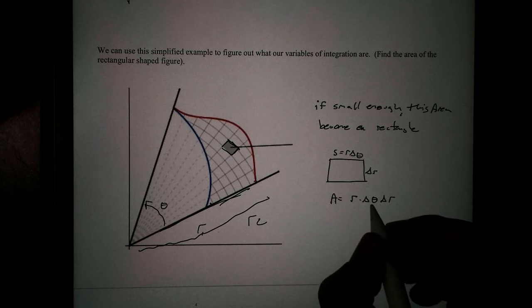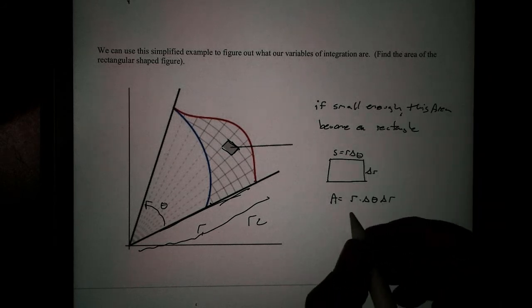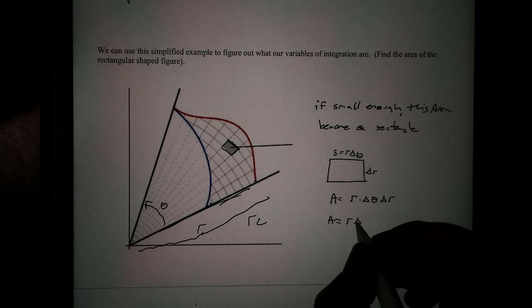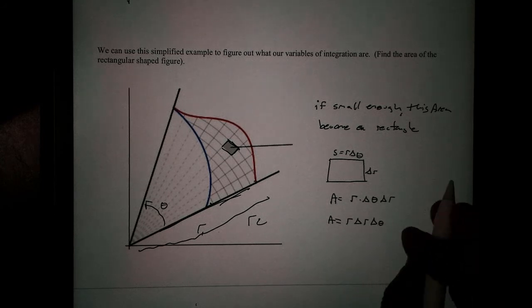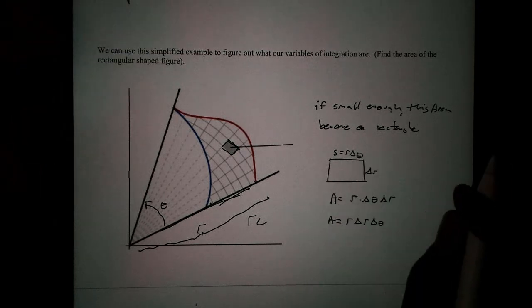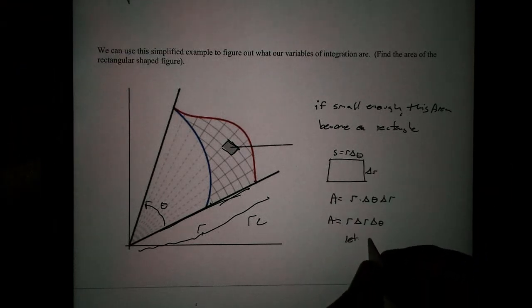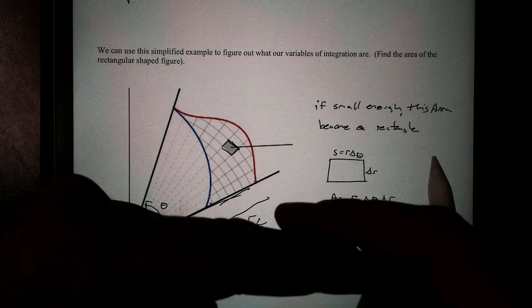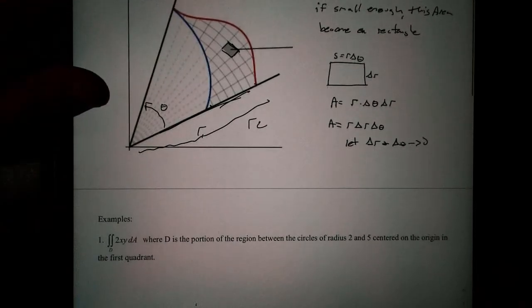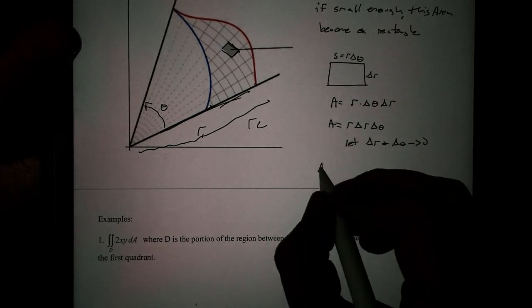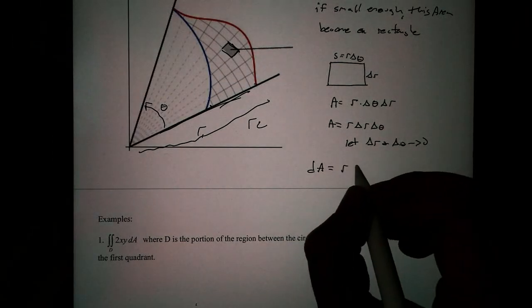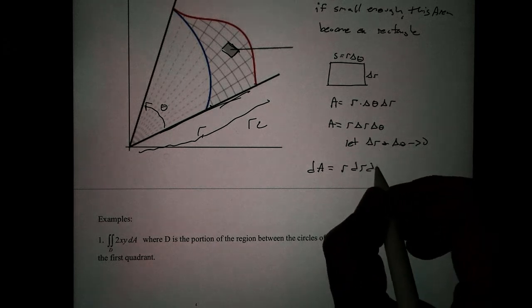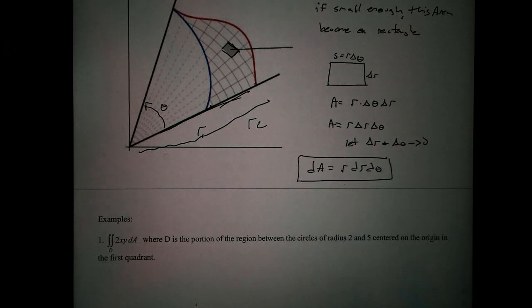Now, we're going to want r first, just because that's normally the way we integrate this. So we're going to write this as r delta r delta theta. Now, that's the area of one tiny little rectangle. But remember, we're going to go crazy and let delta r and delta theta go to 0. They're going to get really small. The smaller they get, the more accurate that rectangle becomes in terms of the area. As a result, our little change in area, dA, becomes r dr d theta. And there is our equation.